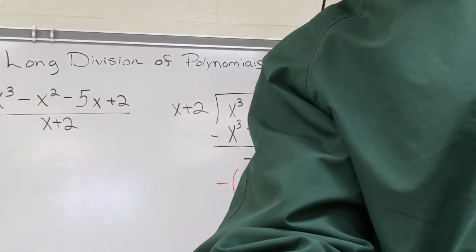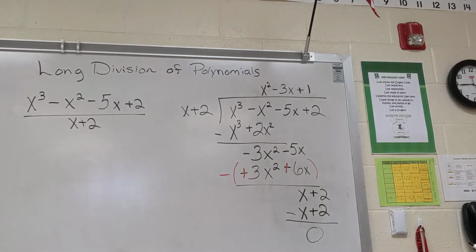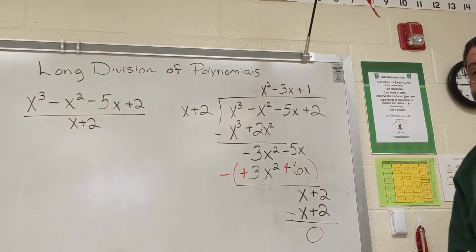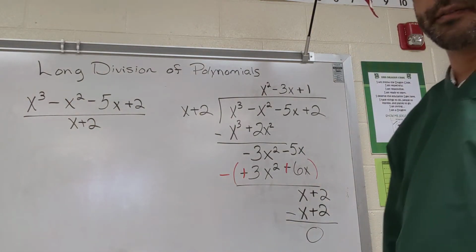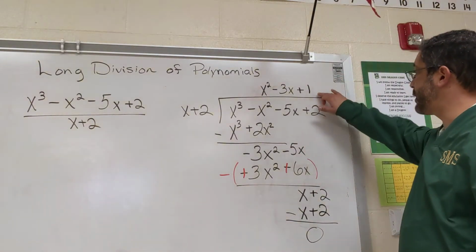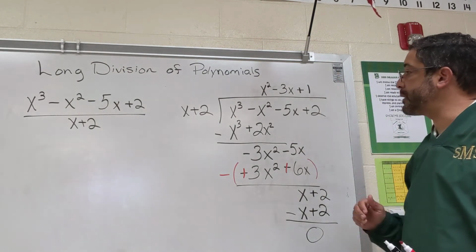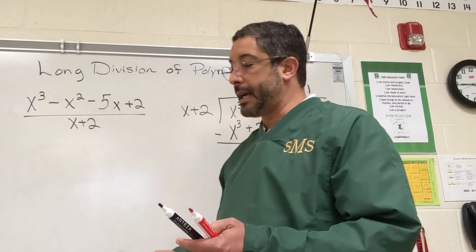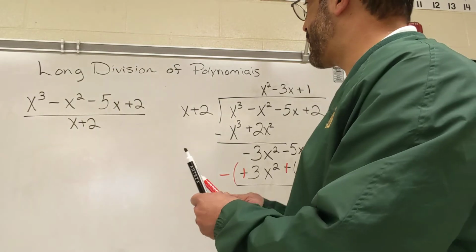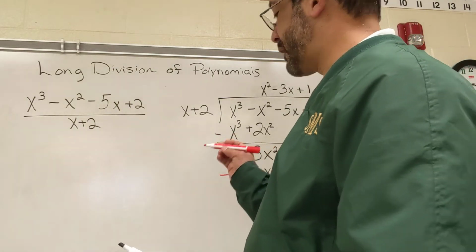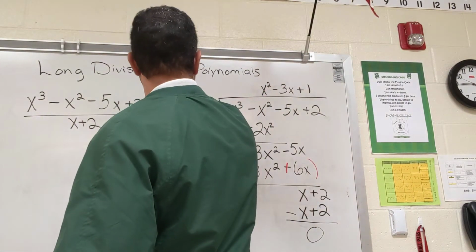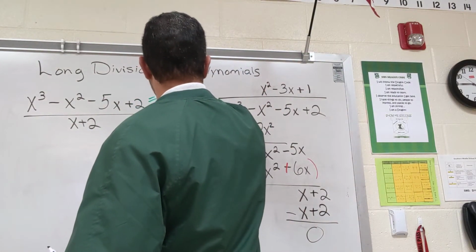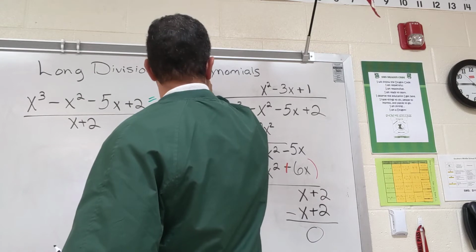And I subtract, so I get to 0. Okay? So in that case, I have a trinomial as my answer. So x to the third minus x squared minus 5x plus 2 divided by x plus 2 is going to equal x squared minus 3x plus 1.